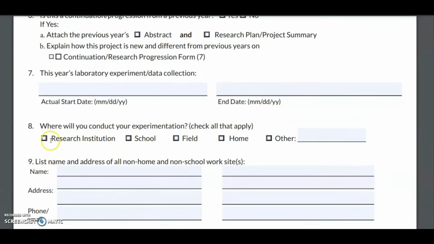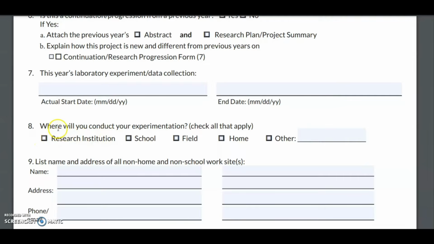And then you're going to check where you will conduct your experimentation. So you can check all that apply. So for example, research institution. So there are researches that need to be accomplished in a research institution.